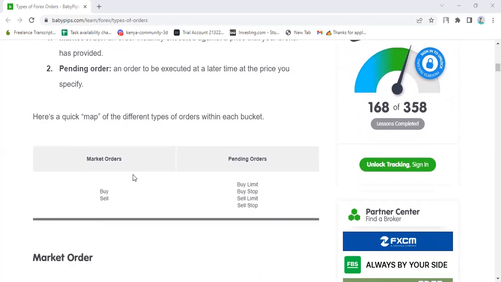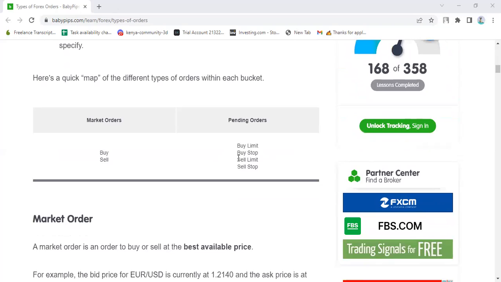So for market orders, we have two types of orders, that's a buy and then a sell order. And then for the pending orders, we have a buy limit, a sell limit, a buy stop, and then a sell stop. So those are the different kinds of orders that we have. So let's look at the first one, the market order.